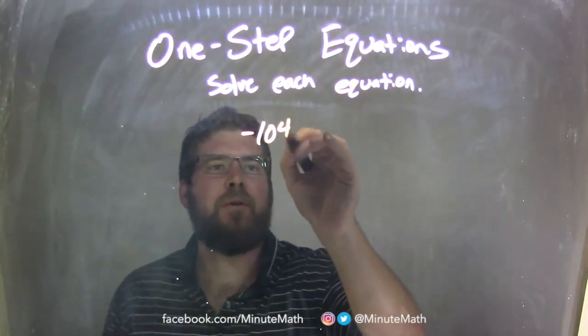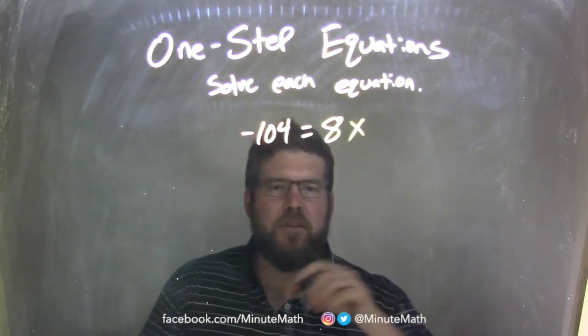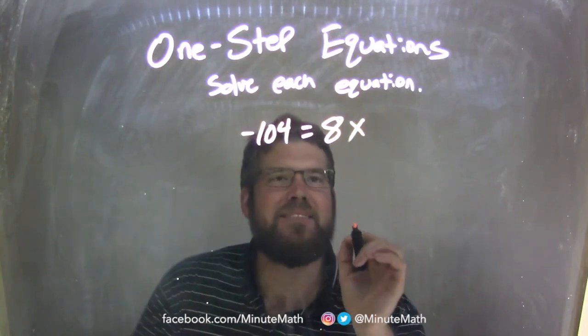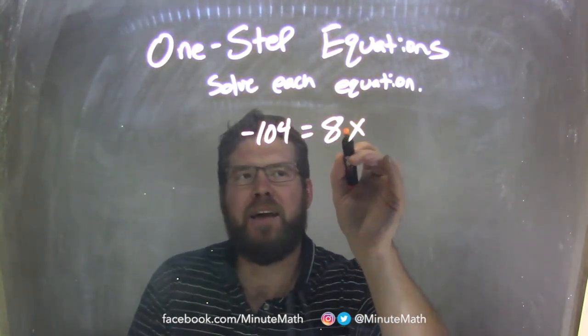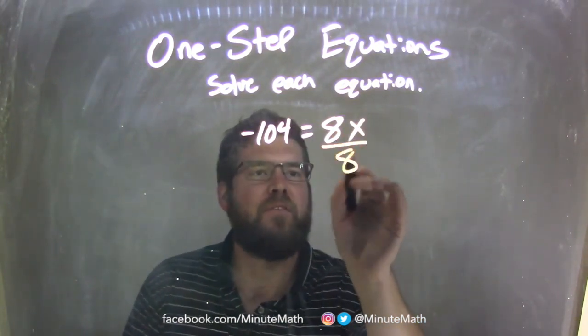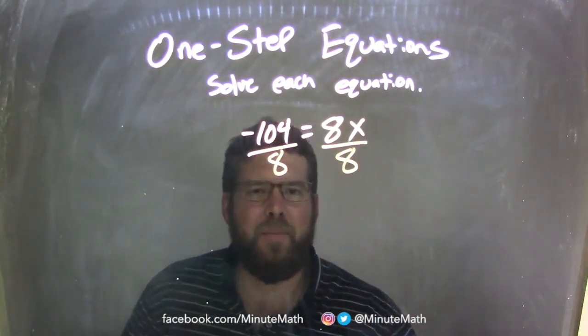Negative 104 equals 8x. So this is tricky. We have 8 times x there, and I need to get x by itself. So what's the opposite of multiplication? 8x is just 8 times x. The opposite of multiplication is division. So divide by 8. Well, that doesn't help me yet. What's negative 104 divided by 8?